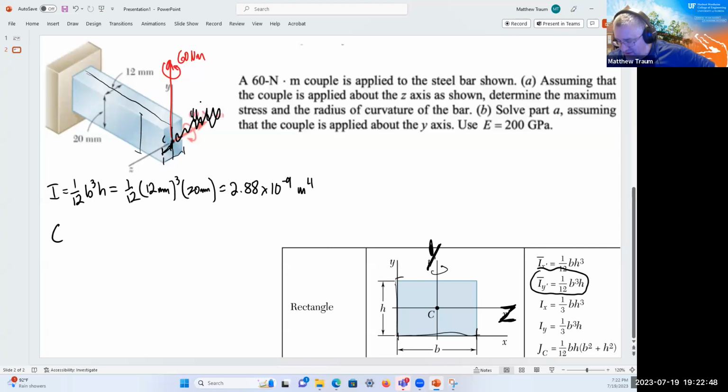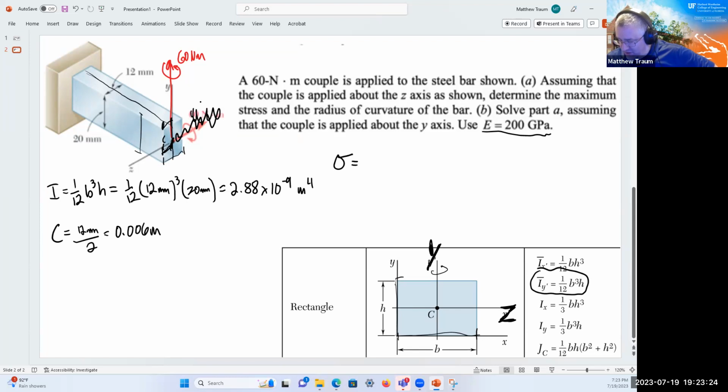So remember, the width of this thing is, no, I was about to say 20. No, the height is 20. The width of this thing is 12. And so my C value is going to be 12 millimeters divided by 2, right? The distance from there to the edge. So that's going to be 6 millimeters, which is 0.006 meters. So that's my C value. And E is still the same, right? 200 gigapascal. So now I've got all the information that I need to solve this.